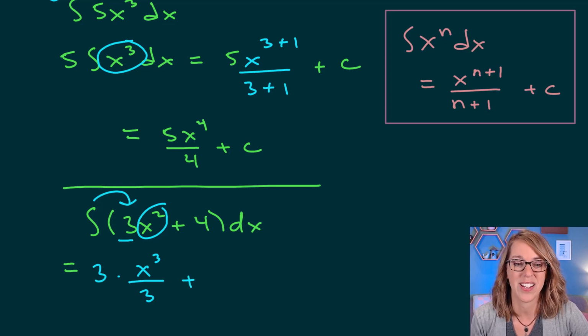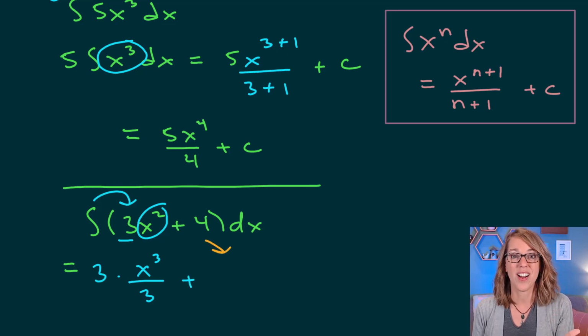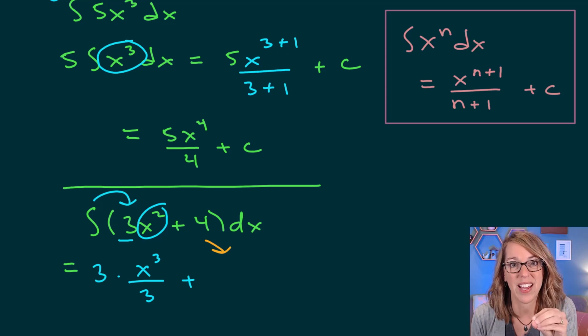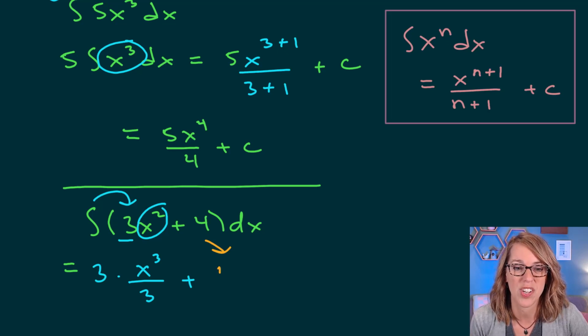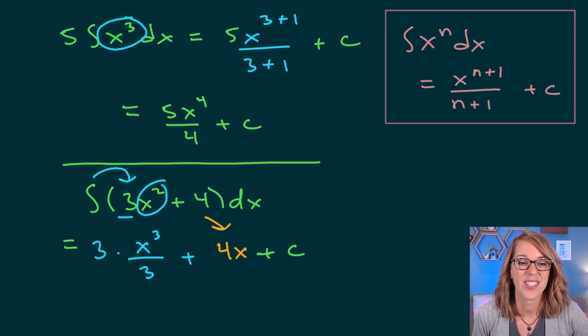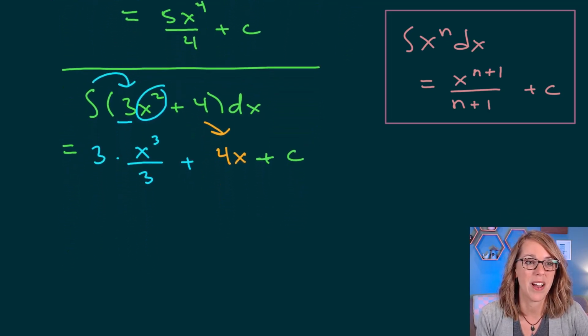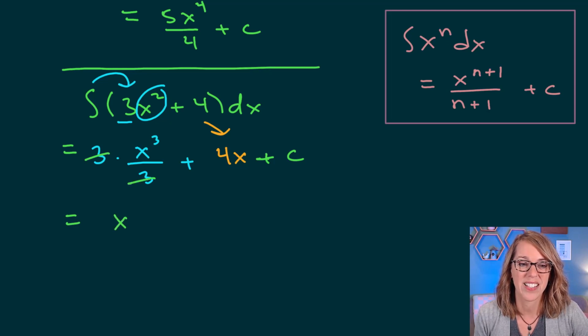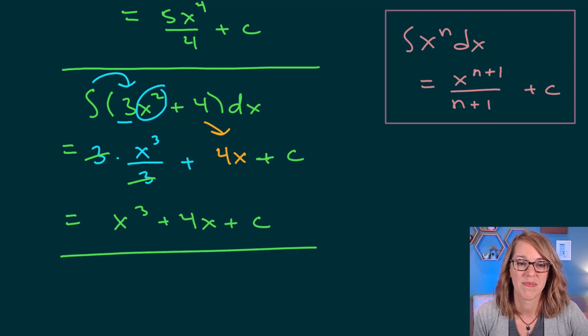Plus, now let's go ahead and integrate 4. 4 is a constant, so it needs to be multiplied by my variable of integration, which is an x. So I get 4x, and then outside of everybody, I get that plus c. So this answer becomes, I can cancel those 3's, and I get x cubed plus 4x plus c.